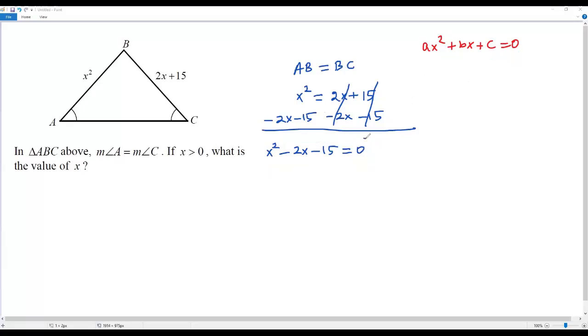Okay, so I think we can solve this quadratic equation by factoring. If I want to solve a quadratic equation by factoring, first I have to look at the coefficient of x square. So what is the coefficient of x square? Actually, we don't find any number in front of x square, so I have to assume 1. That is, the coefficient of x square is 1.